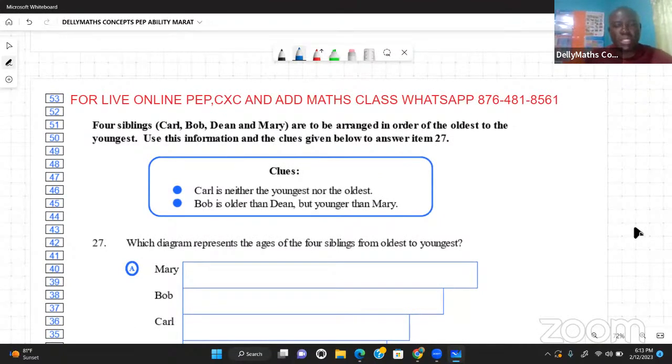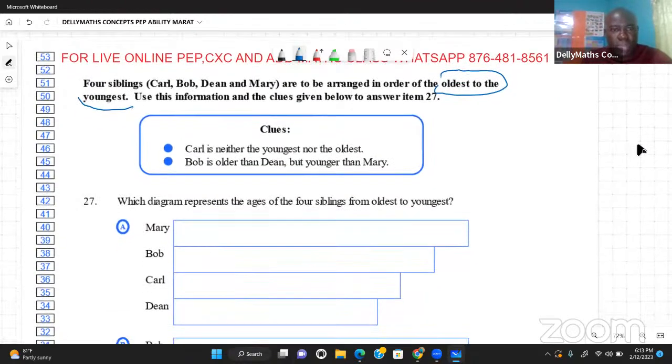All right, now let's look at this question. It says 4 siblings, Carl, Bob, Dean, and Mary, are to be arranged in order, keyword now, from oldest to youngest. So we have to pay attention to details. Oldest to youngest, that's what we're dealing with.